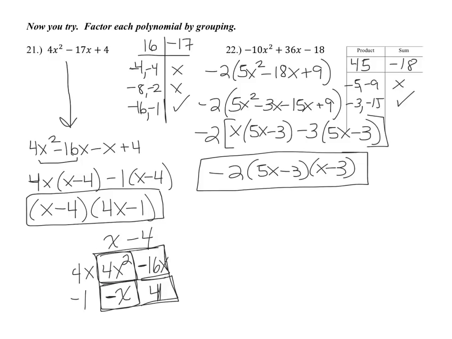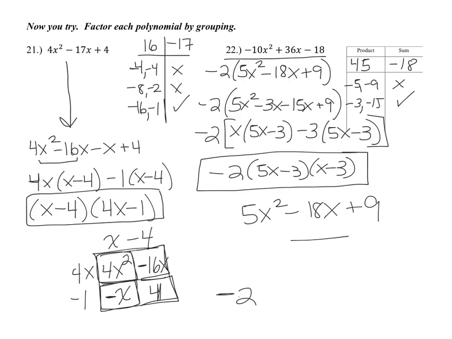So let's just look at the next problem for just a minute, right? So we would always start the problem by pulling out your GCF. So I would just be like, okay, I know that I have a GCF of negative 2, not negative 5. I have a GCF of negative 2 to start with. And what I have left is the 5x squared minus 18x plus 9.